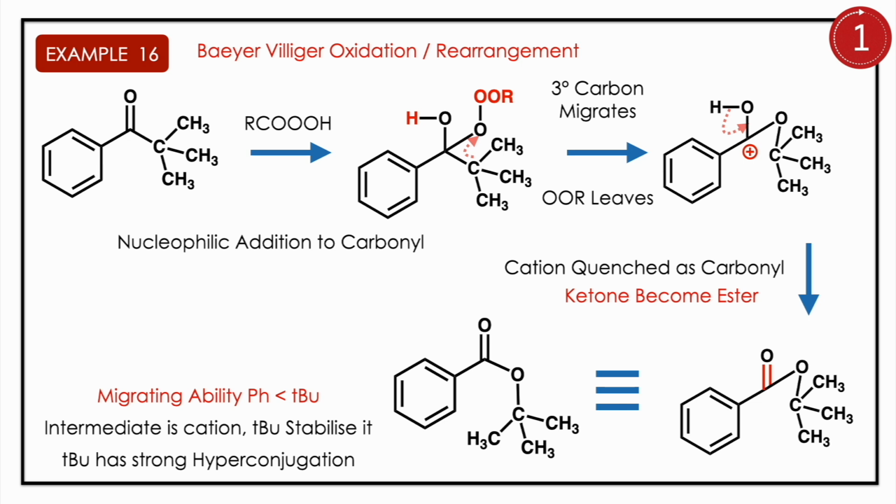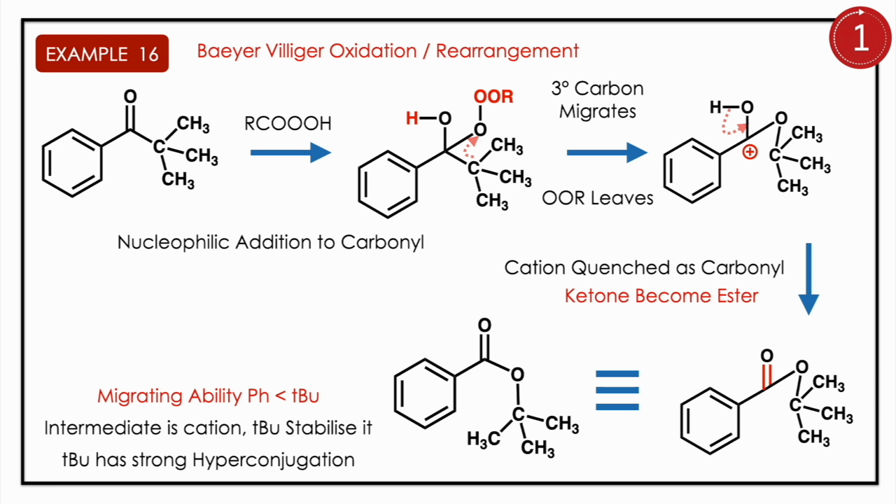New CO bond forms. The addition leads to the carbon unstable. So carbon migrates to stabilize it. Which carbon migrates is the interesting question. Whether phenyl migrates or tertiary butyl migrates. Tertiary butyl has higher priority than phenyl, so it migrates.